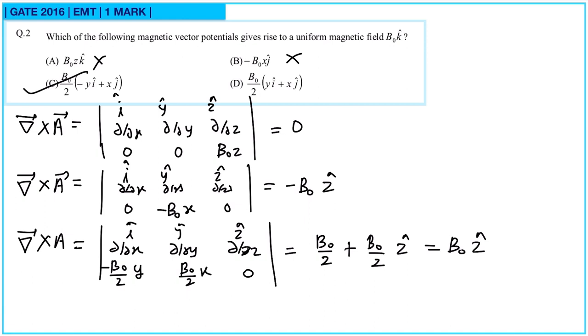And for option D, you can see this will be plus plus, so here we will have a minus sign, and that will give us 0. So for the last one it will be 0. So option C is correct.